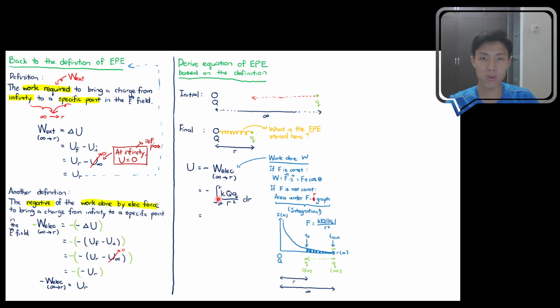So k, q, q are actually all constants, so we can bring them out from the differentiation bracket. So it becomes k, q, q on the outside, and we are left with 1 over r squared to be integrated over here. You can explore it on your own, but if you refer to your mathematics classes, I believe you can integrate this quite confidently, and you get negative 1 over r.